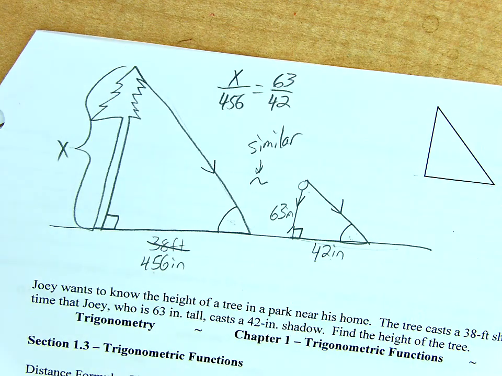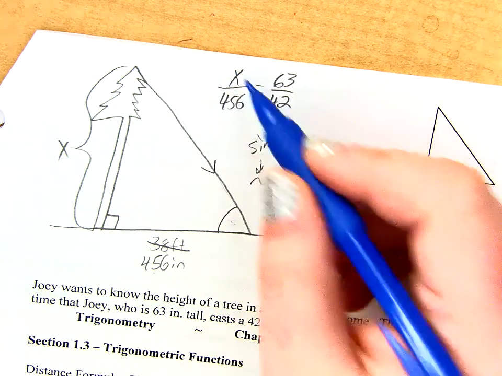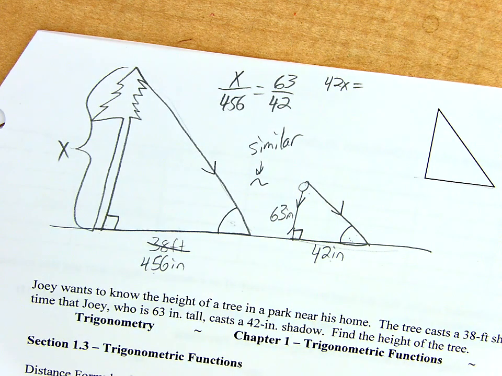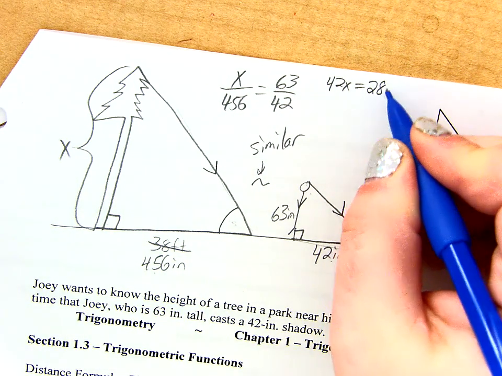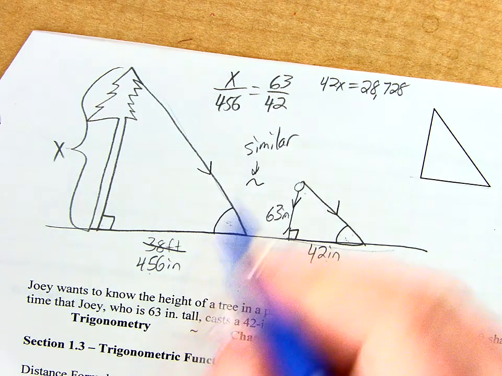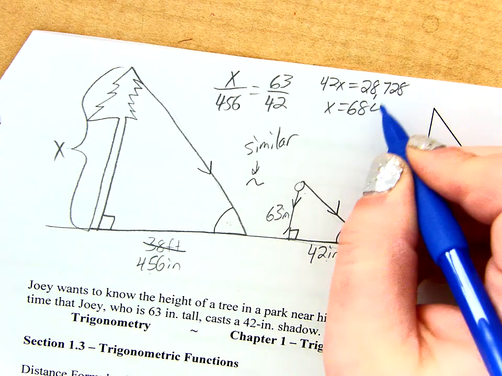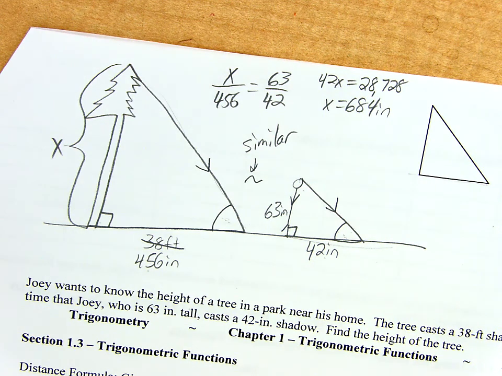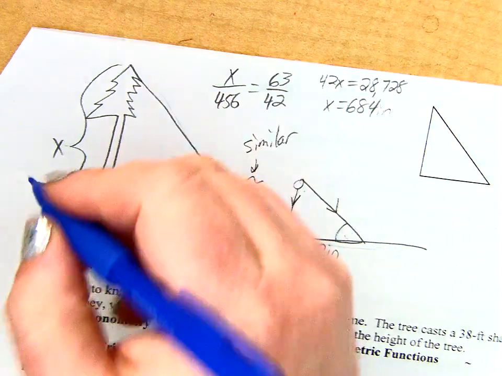And then do you remember how to solve a proportion? Maybe? Yep, you can cross multiply. So I'll get 42x is equal to whatever 456 times 63 is, 28,728. Divide by 42. I get 684. What unit am I in? I'm in inches. They don't specify if I wanted feet or inches, but just out of curiosity, let's see what it is in feet. 57.